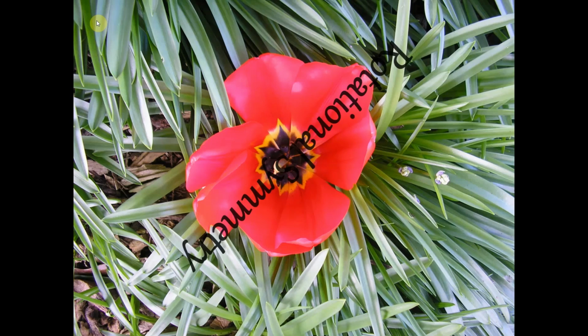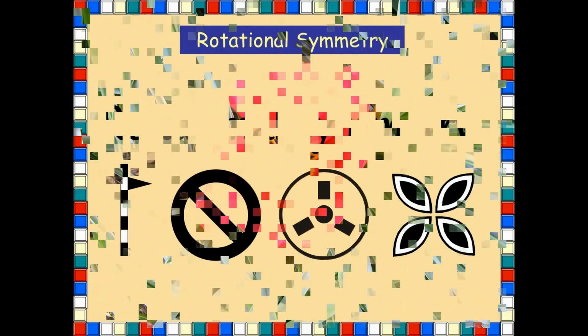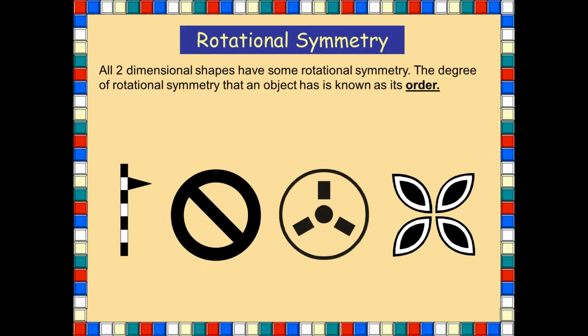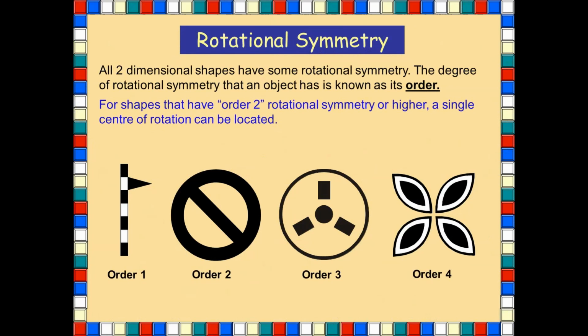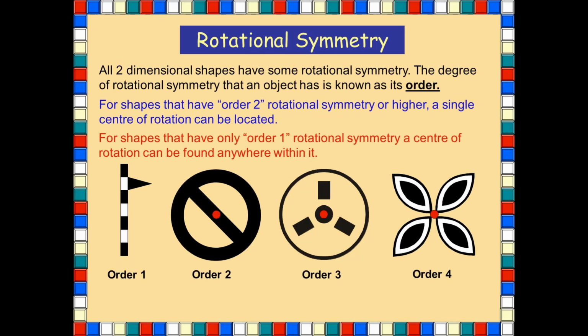Let's take a look at rotational symmetry. All 2-dimensional shapes have some rotational symmetry. The degree of rotational symmetry that an object has is known as its order. Here are some examples. For shapes that have order 2 rotational symmetry or higher, a single center of rotation can be located, and I've just popped them in there in red. For shapes that have only order 1 rotational symmetry, they can have a center of rotation anywhere. There's just a few examples there.